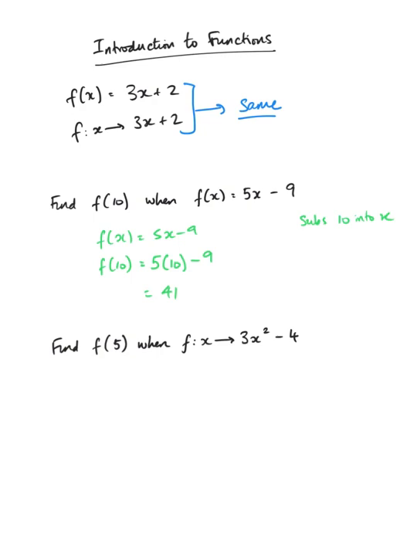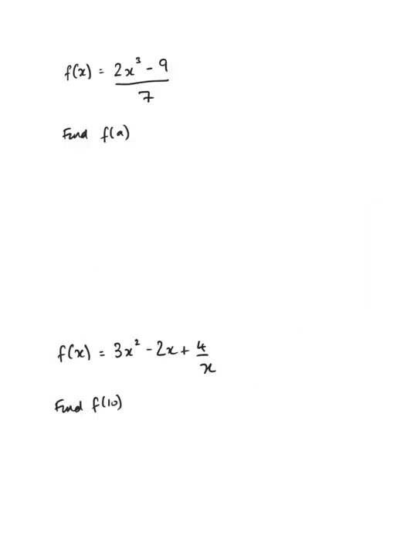We'll do the same again here. It means exactly the same. When f is mapping to 3x squared minus 4, I want to find f of 5, so what 5 maps onto. So we can do 3 times 5 squared minus 4, which is 71. Now if we want to find f of a, for example, instead of f of 10, we're still going to do exactly the same thing.